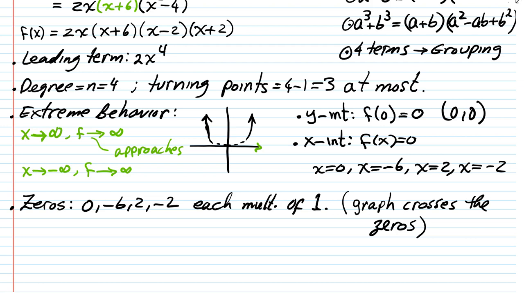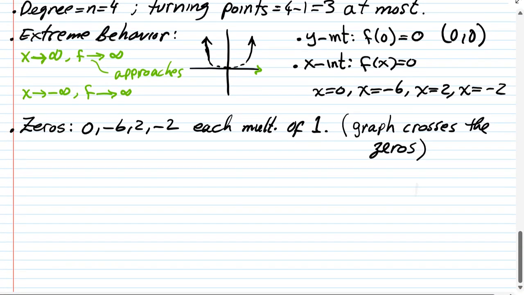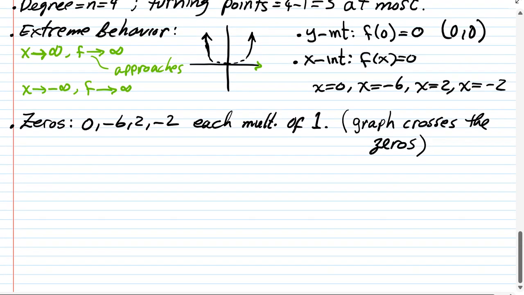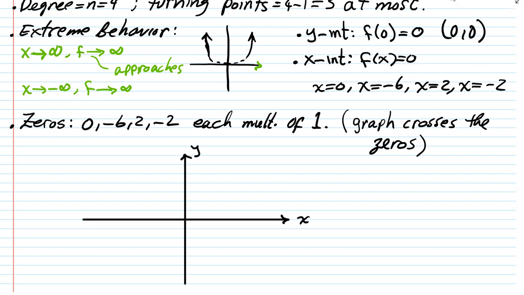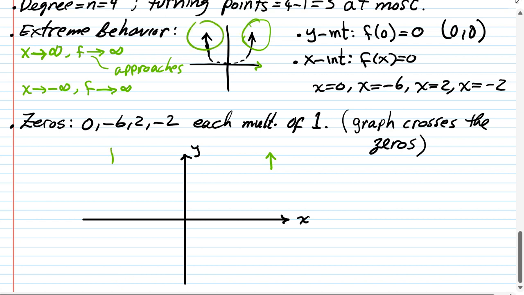All right, I think we're good. We determined the turning points are at most 3. So let's go ahead and put this information on the graph of our function. Let me bring my coordinate system first. Okay, so I got my coordinate system here. First, I'm going to display the extreme behavior on there, just like x to the 4th. So that's going to be the extreme behavior, correct?